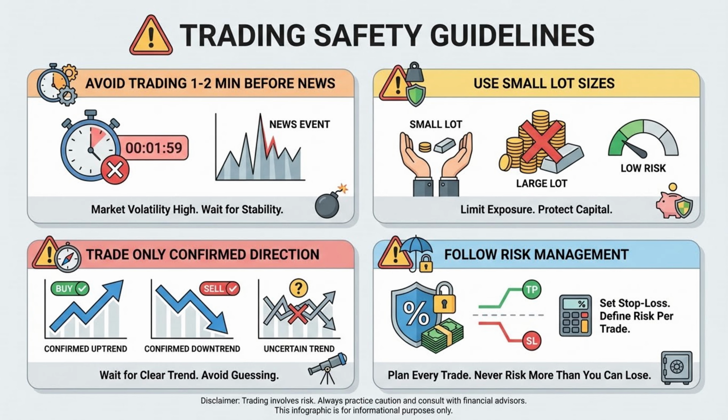Smaller positions limit your exposure and help protect your account, especially during volatile conditions, while large lot sizes increase risk and can lead to significant losses. The third guideline emphasizes trading only when the direction is confirmed. A clear uptrend or downtrend provides higher probability setups, while uncertain or choppy market conditions make trades much riskier.